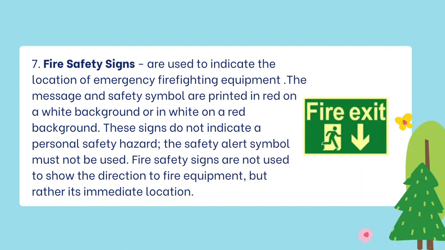7. Fire safety signs are used to indicate the location of emergency firefighting equipment. The message and safety symbols are printed in red on white background or in white on a red background. These signs do not indicate a personal safety hazard. The safety alert symbol must not be used. Fire safety signs are not used to show the direction of fire equipment, but rather its immediate location.